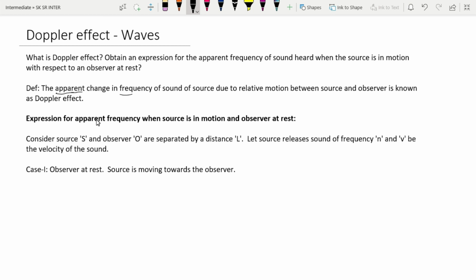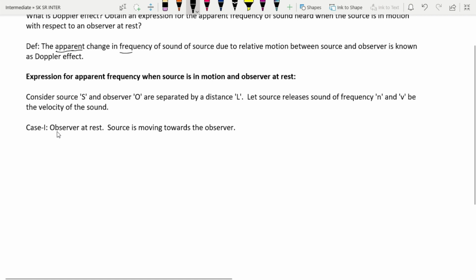So now the expression for apparent frequency when source is in motion and observer at rest. First we have to derive the expression. When source is moving and observer is not moving, means observer is at rest, we have to write: consider source S and observer O are separated by a distance L. Let source release sound of frequency N and V be the velocity of the sound. So first case, observer at rest, source is moving towards the observer.